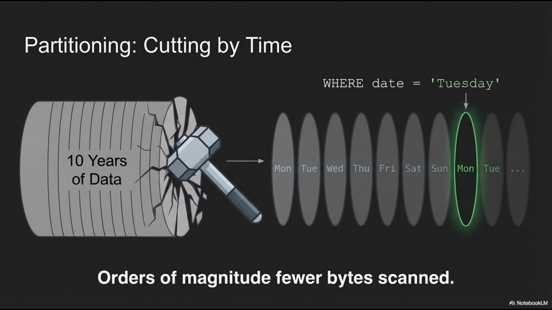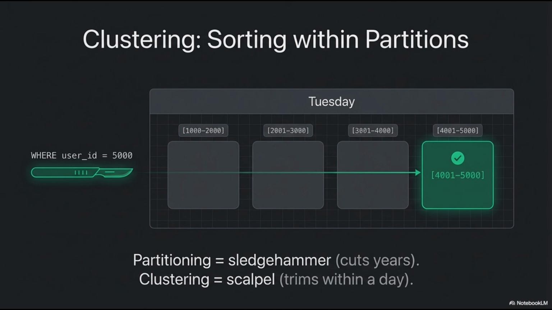So how does clustering fit in? Because if partitioning isolates the data by day, what if I only want one specific user's events on that specific day? Well, if partitioning chops the data into daily blocks, clustering sorts the data within those daily blocks based on up to 4 columns you specify. Let's say you cluster by user id.